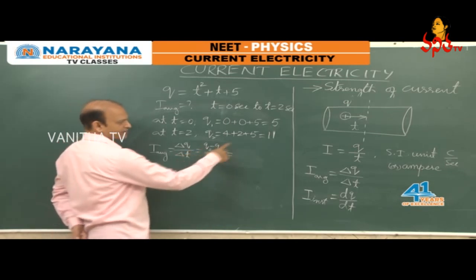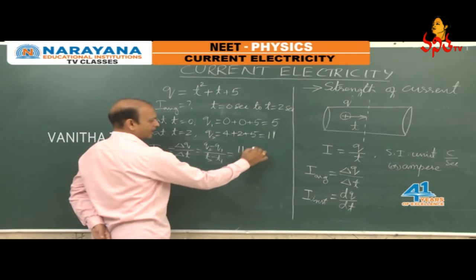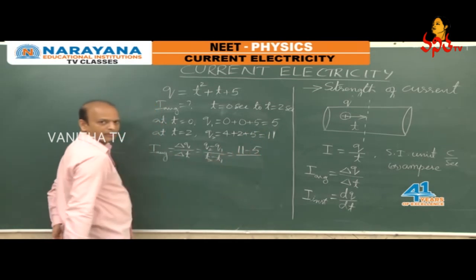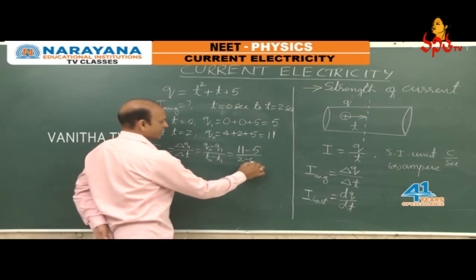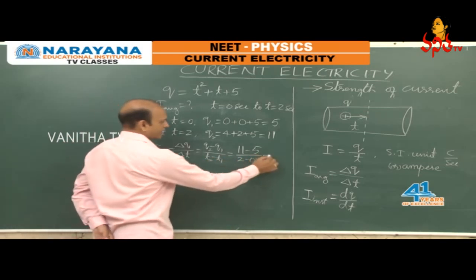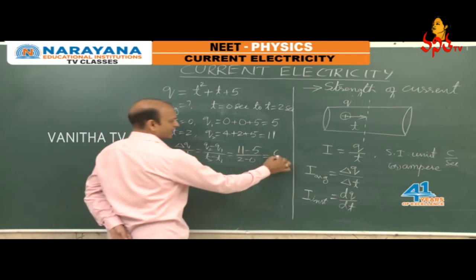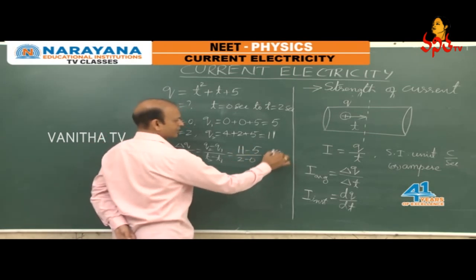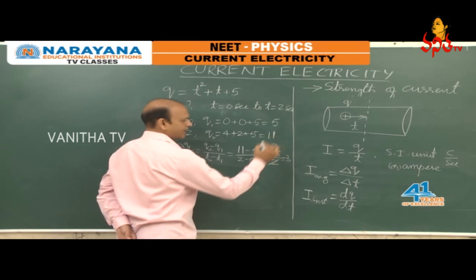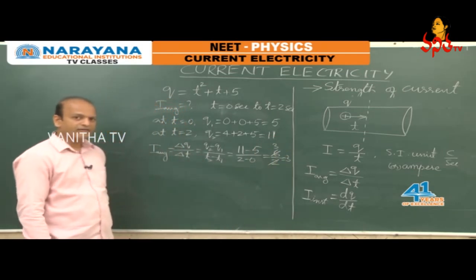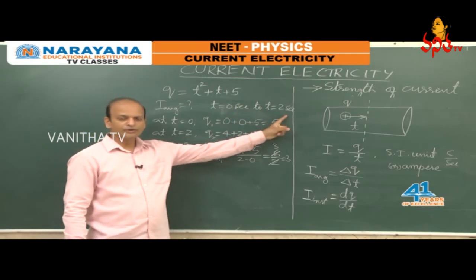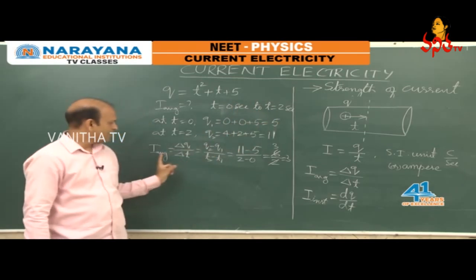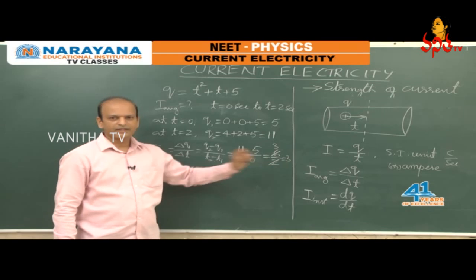What is the net amount of charge passing? 11 coulomb minus 5 coulomb, divided by the total time taken, which is 2 second minus 0 second. That will be 11 minus 5, which is 6, divided by 2, which is 3 ampere. This is the average current between the time interval of 0 to 2 second. What is the average current passing through that? 3 ampere.